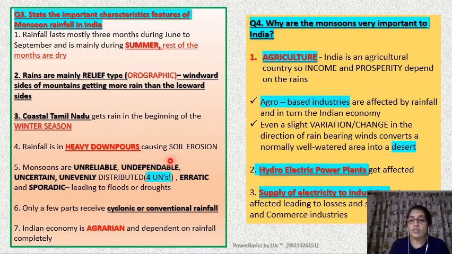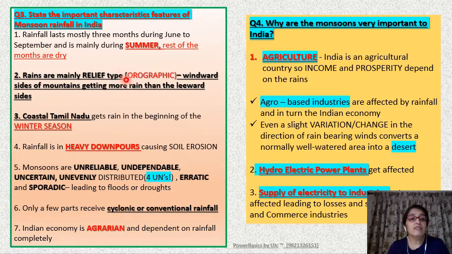Now, what are the important characteristics or features of monsoon rain in India? What is so special about it? Well, rainfall lasts mostly 3 months during June to September, mainly during the summer. A majority of the remaining months are generally dry.